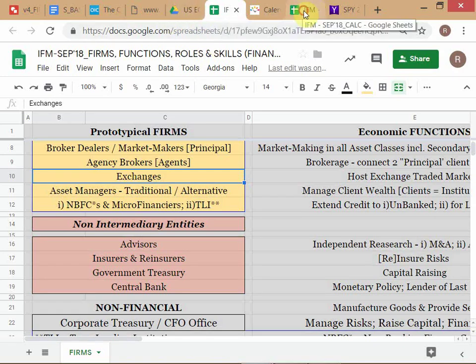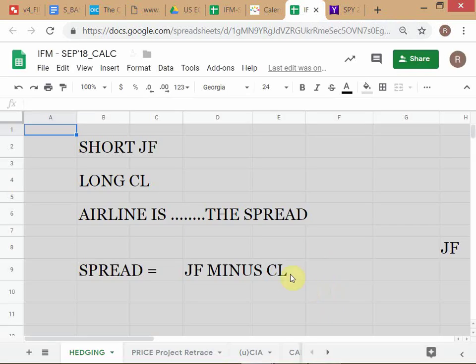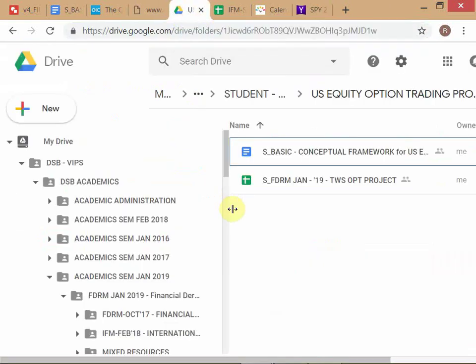How did I end up with IFM calc? No, this is not what I need. Okay, I need the... let me just take care of this. What I need is actually FDRM calc.